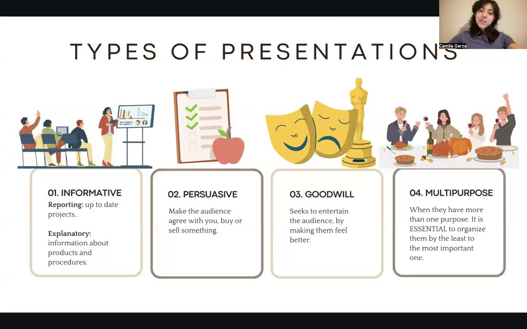Then we have the goodwill, which seeks to entertain the audience by making them feel better, for example, the Oscars or the Grammys. Then we have the multi-purpose one, which is when there is more than one purpose. In this one, it is essential to organize them from the least to the most important one, to make the most impact at the end and keep the audience interested. This can be a dinner job meeting, for example, like a party.